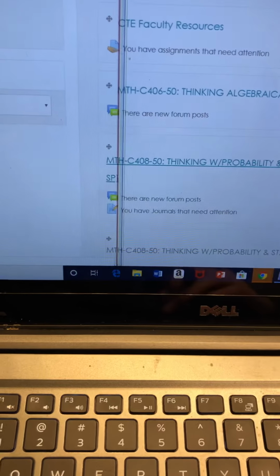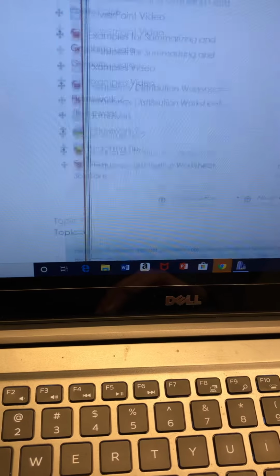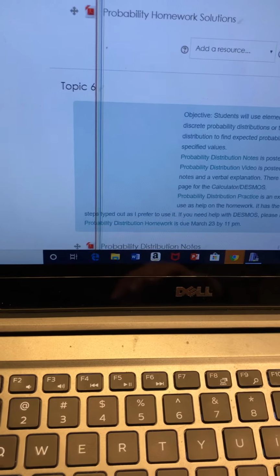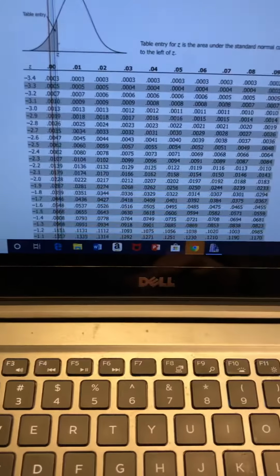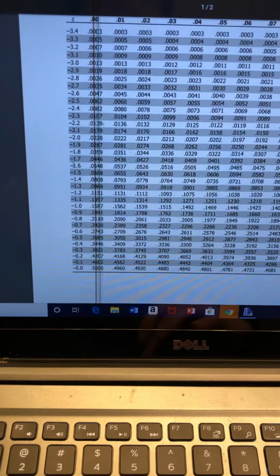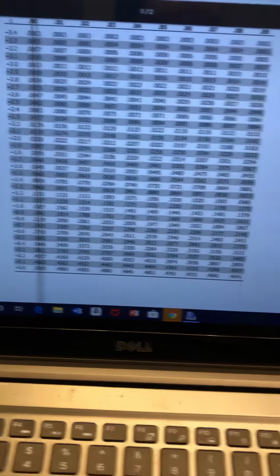And on the chart, when I get back to it here, it's taking forever to load. My internet's slow. Here we go, the chart. So on the chart, I look on the negative side, which is this first page, and I go to negative 1.6 over to 0.05, which is here, which is 0.0495, and you're done.